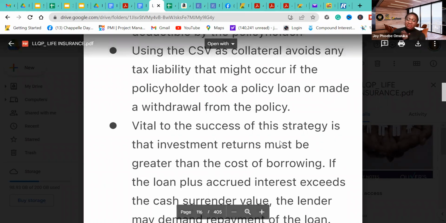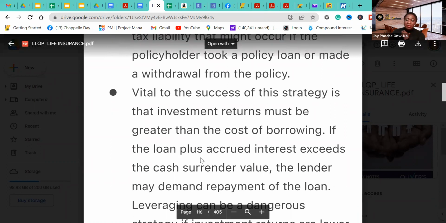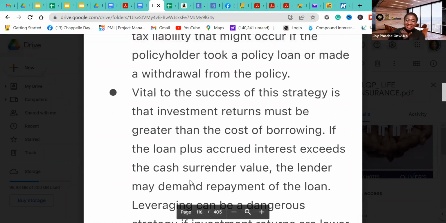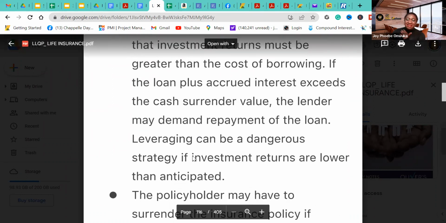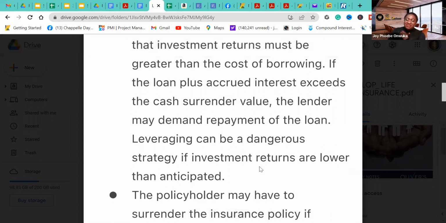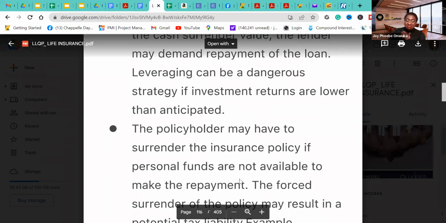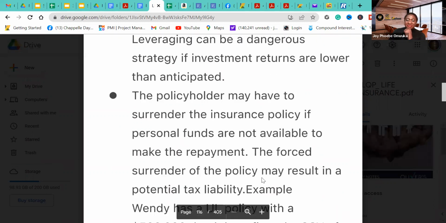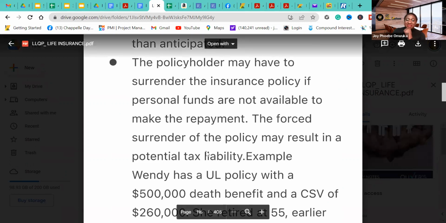Vital to the success of this strategy is that investment returns must be greater than the cost of borrowing. Exactly my point earlier. If the loan plus accrued interest exceeds the cash surrender value, then the lender may demand repayment of the loan. Leveraging can be a dangerous strategy if investment returns are lower than anticipated. The policyholder may have to surrender the insurance policy if the personal funds are not available to make the repayments. The forced surrender of the policy may result in a potential tax liability.